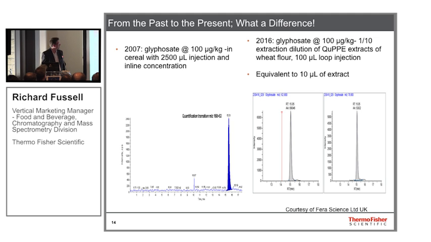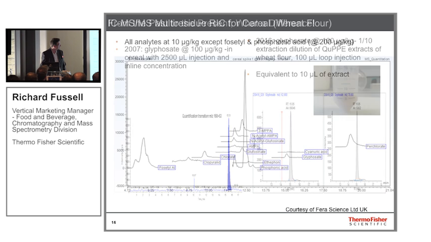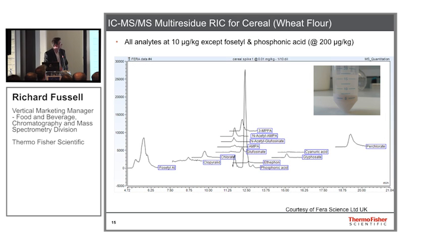Okay, so we wanted to do some real samples and be able to show you some real data. It's not the greatest chromatogram. This is a reconstructed ion chromatogram, really just to show you the retention times of the different compounds. Fosetyl-aluminium is the first eluting compound. There's chlorpyrifos, which I'm not sure is actually in the QuPPe method. There's chlorate and glufosinate, AMPA and N-acetyl glufosinate, ethephon and phosphonic acid, then cyanuric acid, glyphosate, and perchlorate is the latest eluting compound.